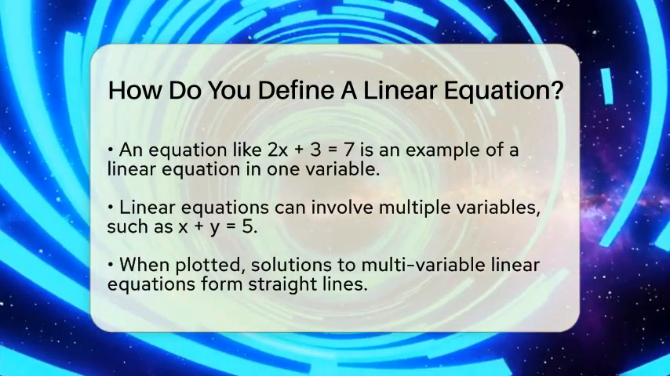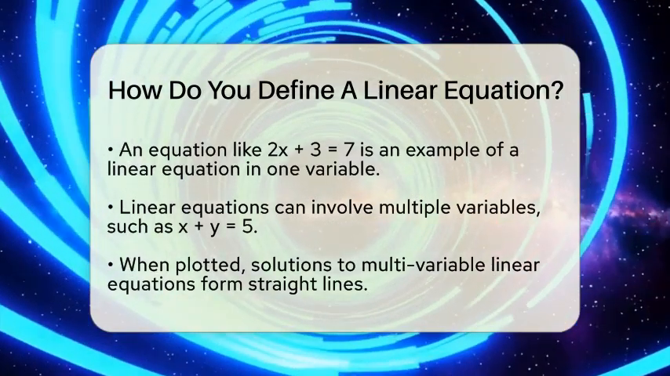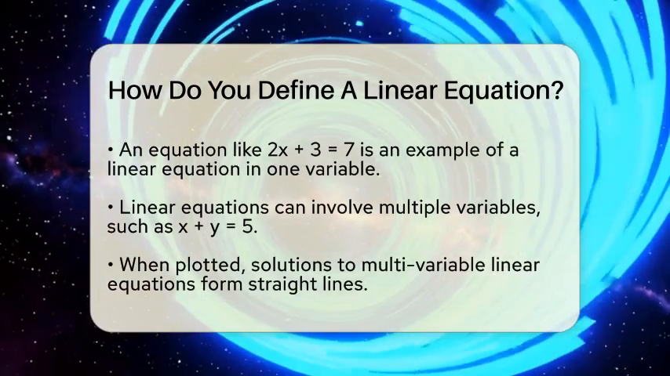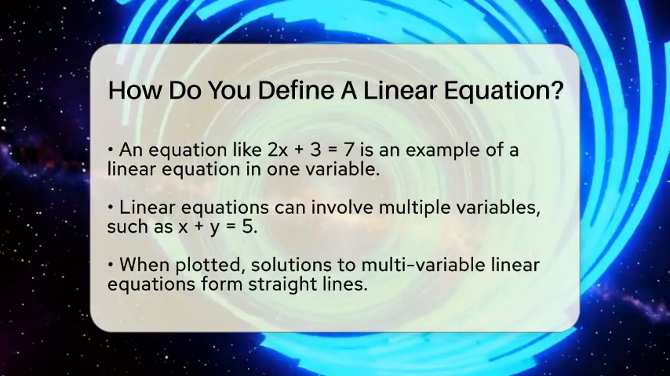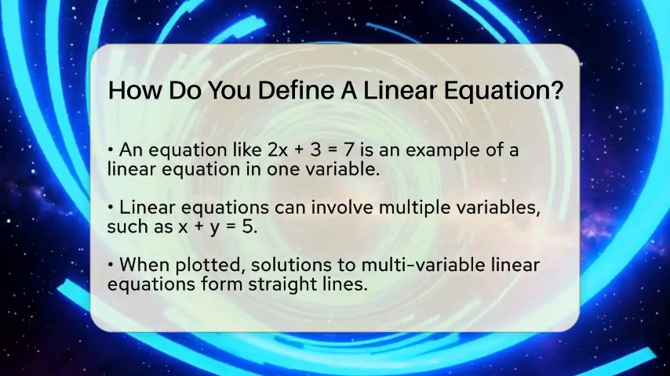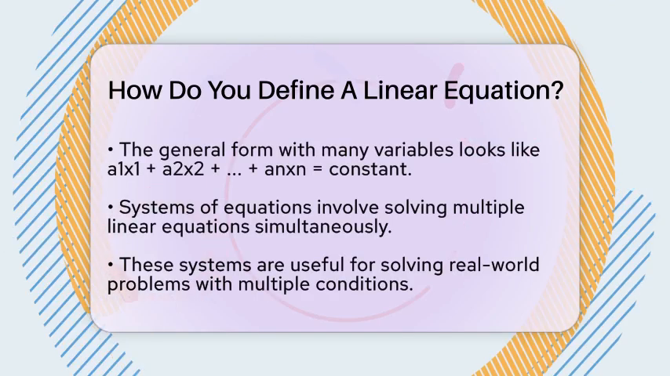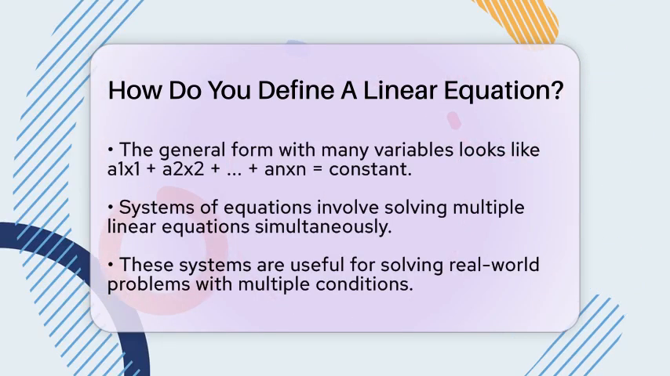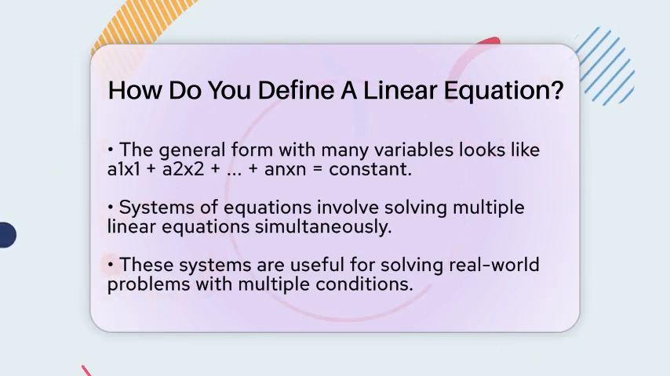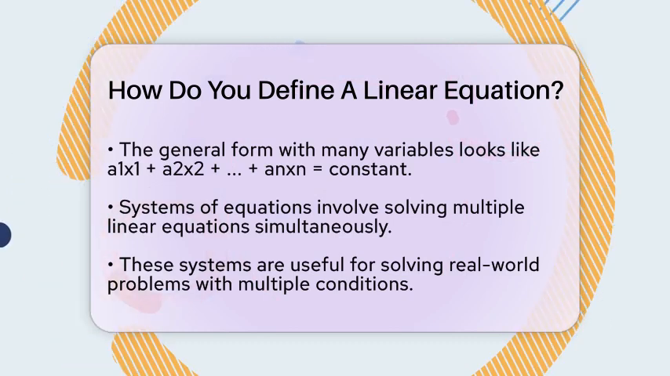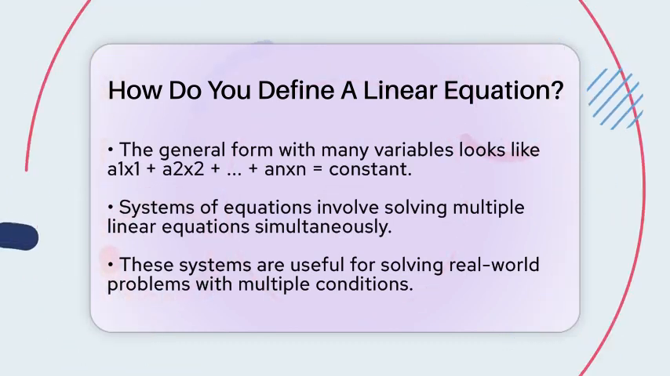When you plot all the pairs of x and y that satisfy this equation, they form a straight line on the graph. This shows how one variable depends directly on the other in a simple, predictable way. The general form of a linear equation with many variables looks like this: a1 times x1 plus a2 times x2, all the way up to an times xn equals a constant. Each a is a fixed number, and each x is a variable that appears only to the first power. The constant on the right side is just a number.